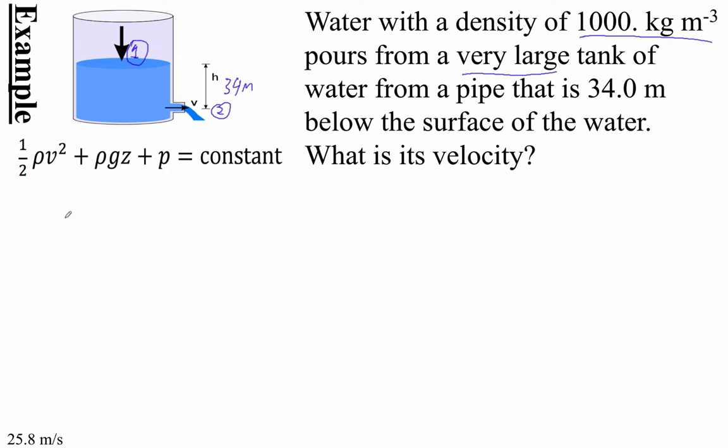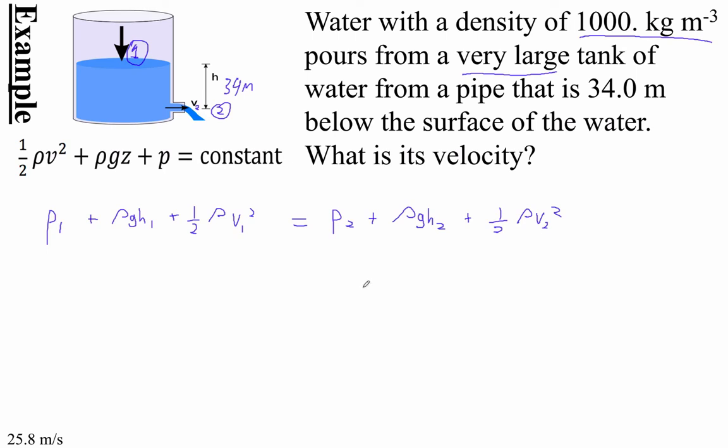Okay, so let's set up our Bernoulli equation: P1 plus rho g h1 plus 1/2 rho v1 squared is equal to pressure 2. By the way, almost all these terms will be nothing. Plus rho g h2 plus 1/2 rho v2 squared. So this velocity here is actually velocity 2. That looks like a 2.